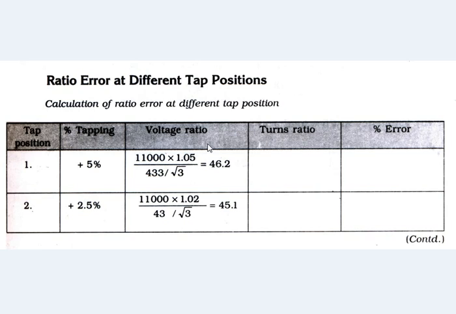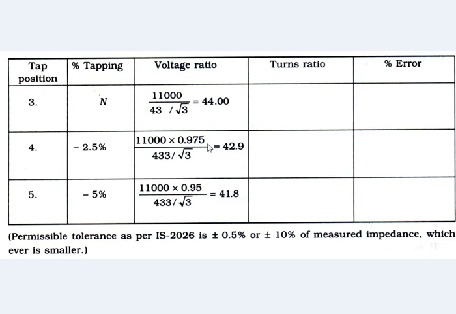Why is this table very important? Because you are telling your consumer or the buyer of that transformer that okay, I have given a 5% tap, I have given a 2.5% tap, I have given a 0% tap, I have given a minus 2.5 and minus 5%.